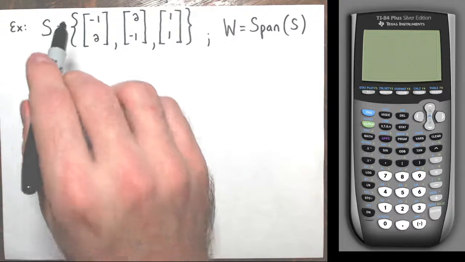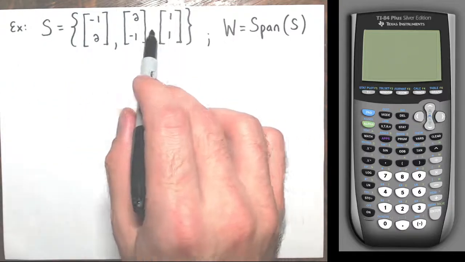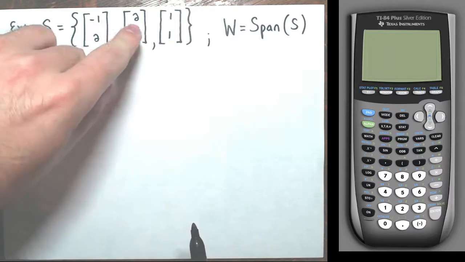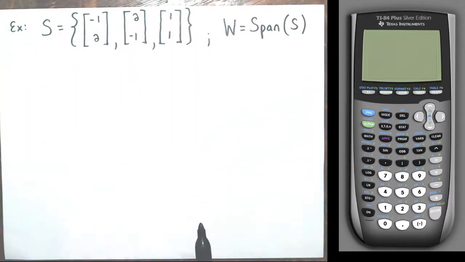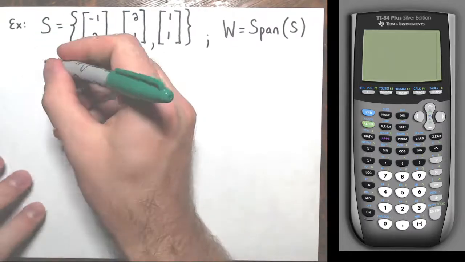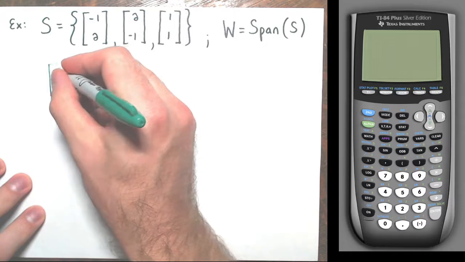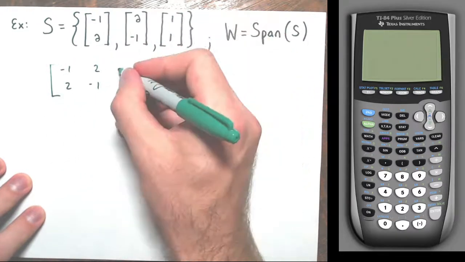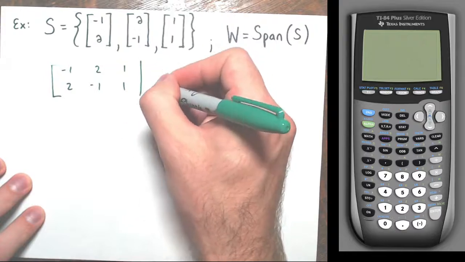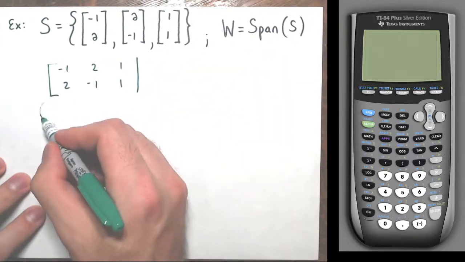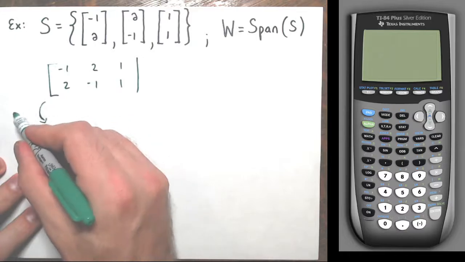All right, so again, I would ask, are these independent? I'd set up that equation where I have a1 times this plus a2 times that plus a3 times that equals the zero vector, (0, 0). And then set up the corresponding system, and finally this matrix. (-1, 2) down the first column, then (2, -1), then (1, 1). Then you have a bar, and then you'd have zeros over here. And I'd put this into reduced row echelon form.